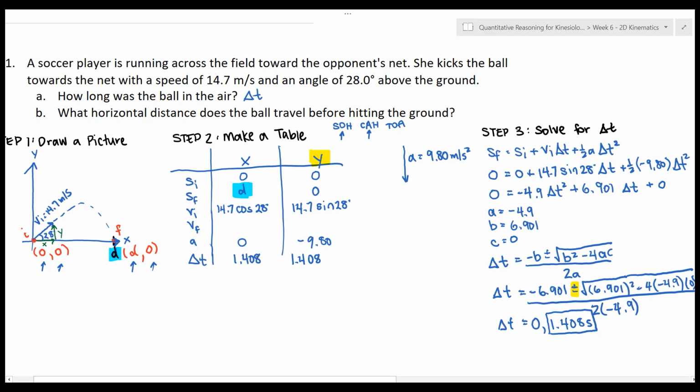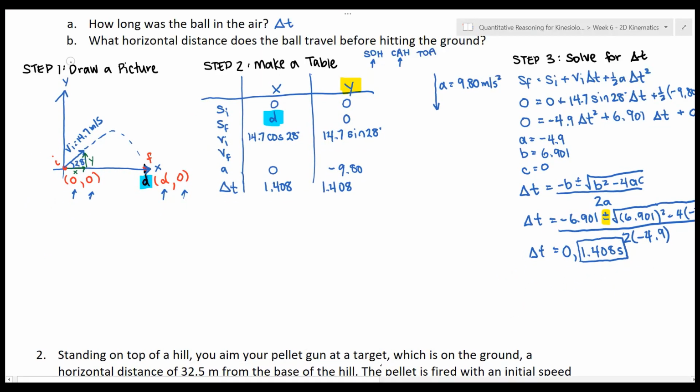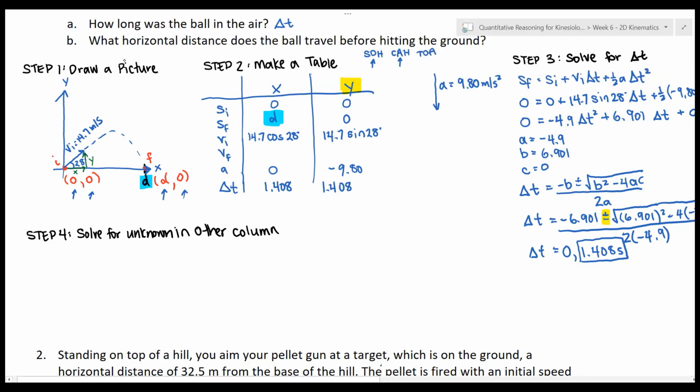Okay, so now we're going to move on to column x to solve for time. So that's step 4. So I'll write that down below here. We're going to solve for the unknown in the other column, so in this case, in the x column. All right, so we're looking at the x column. In the x column, again, the variable that we don't know and that we don't really want to know is v final. So we're going to end up using the exact same equation we used in step 3. So that is s final equals s initial plus v initial delta t plus 1/2 a delta t squared.